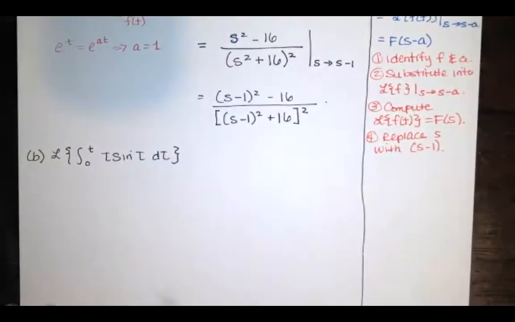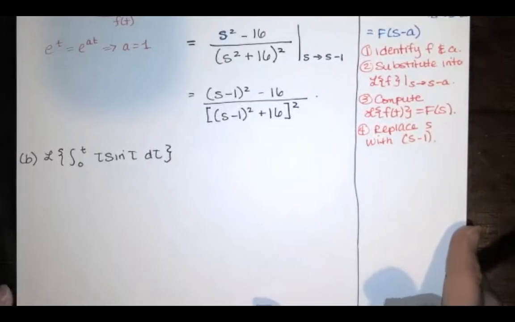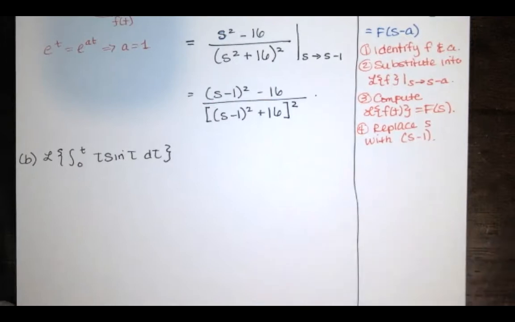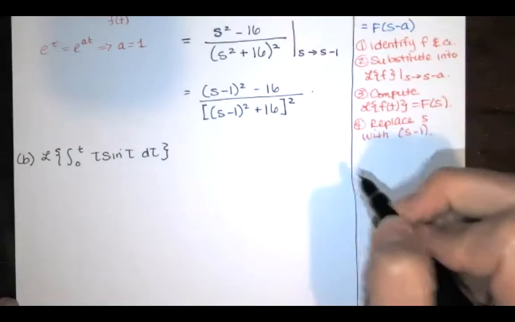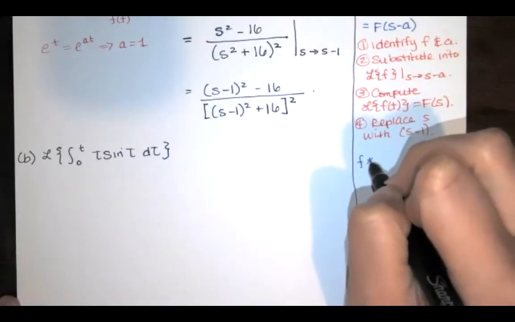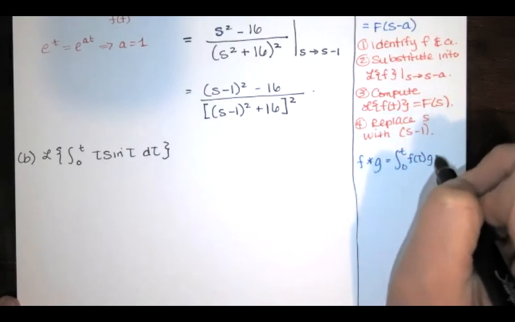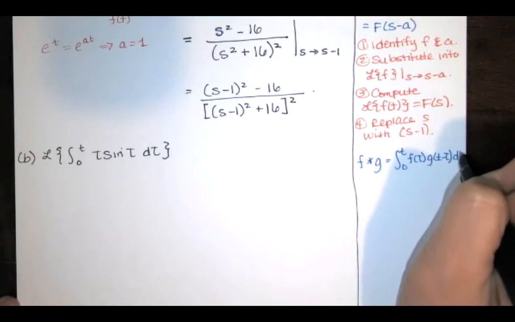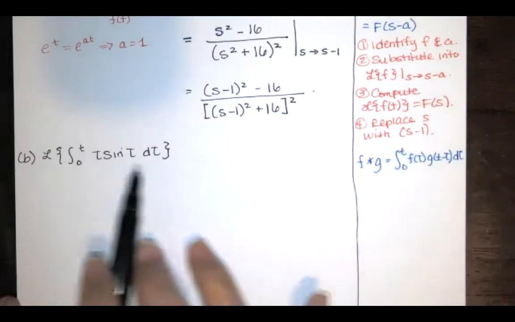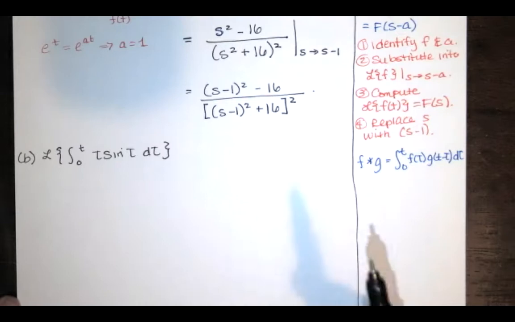Okay, so part B asks us to compute the Laplace transform of this integral expression. So it says the integral from 0 to t of tau times sine of tau with respect to tau. As soon as I see an integral, I'm thinking of the convolution. So we have to match this pattern to the convolution pattern. And remember what the convolution of f with g is. That's the integral from 0 to t of f of tau times g of t minus tau d tau.